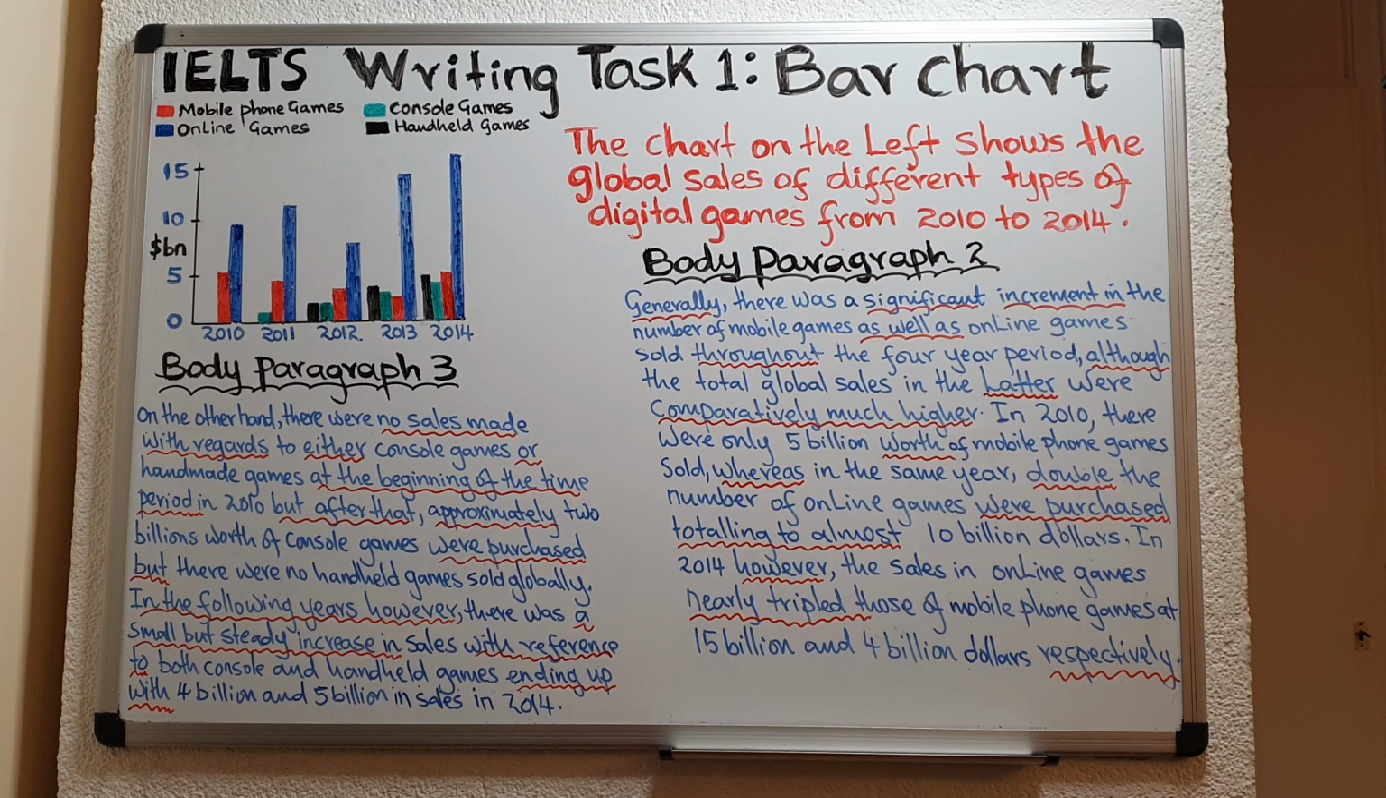So we introduced body paragraph 3 with on the other hand. Now I'm using on the other hand because I want to make sure that I link body paragraph 2 to body paragraph 3. So on the other hand, there were no sales. Remember, I finished off body paragraph 2 by talking about the high sales of mobile phone games at $15 billion and $4 billion, excuse me, respectively. And in body paragraph 3, I'm talking about no sales. That's why I'm introducing that using the link.